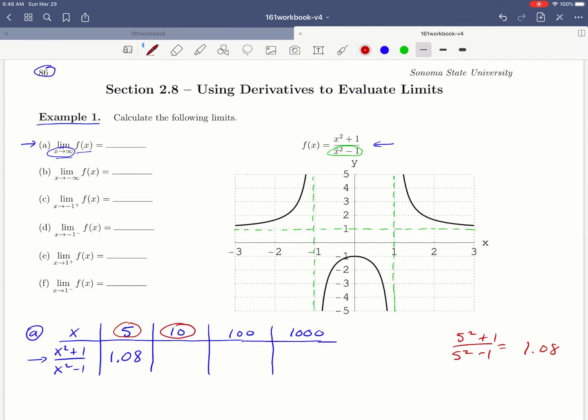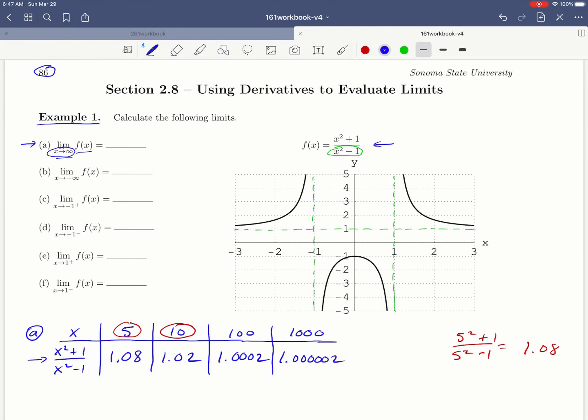The next thing we do is to plug 10 into our function, and I'm trusting that you can do that calculation. I got 1.02 when I did that, and then we'd move over and plug in 100. That winds up being 1.0002, and then 1,000, lots of zeros here, 5 zeros and a 2.